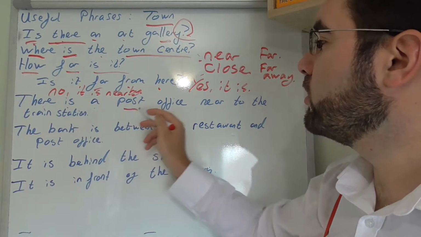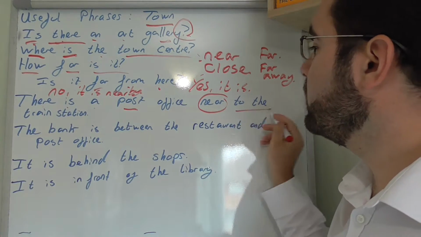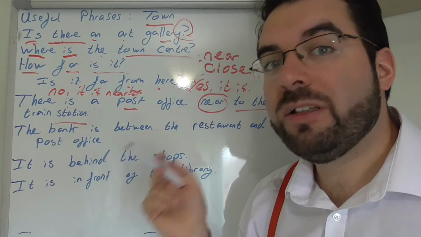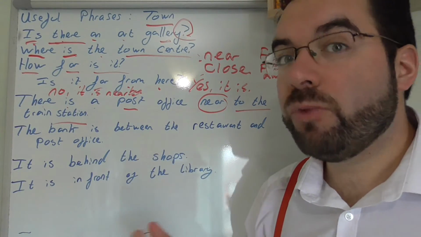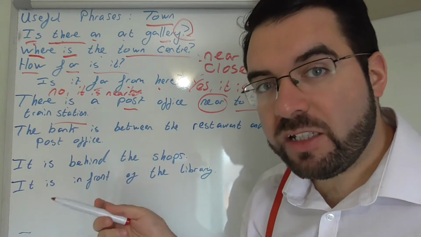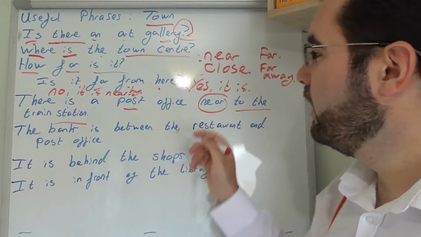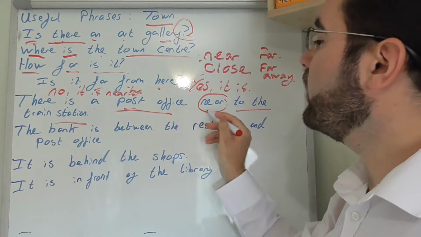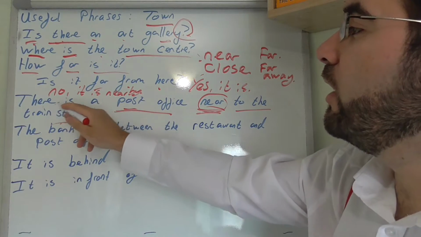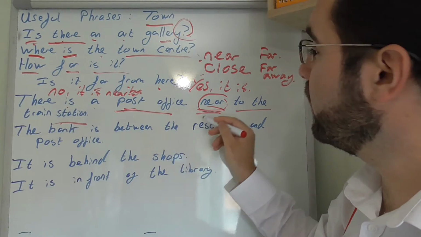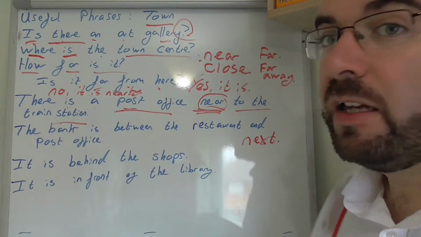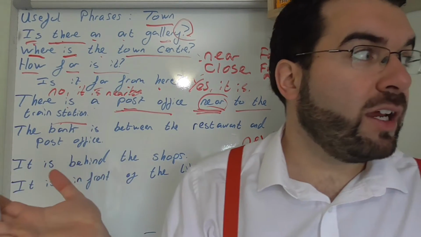There is a post office near to the train station. There is a hospital near to the road. There is a park near to the train station. There is a something near to something else. We could say there is a post office next to something. Next to. Just right next to.